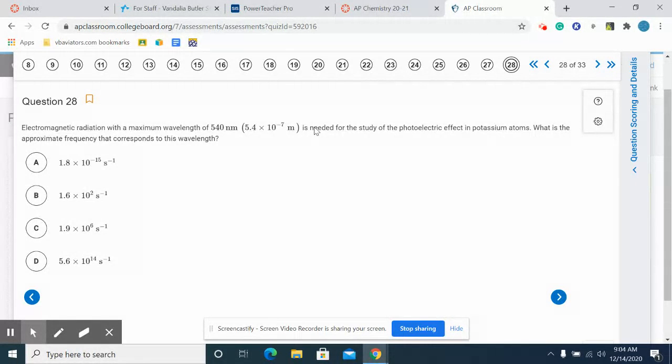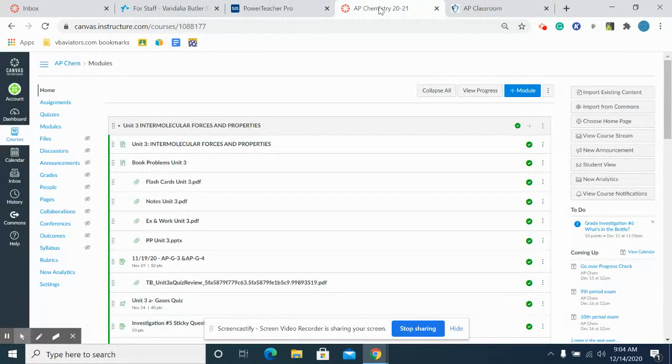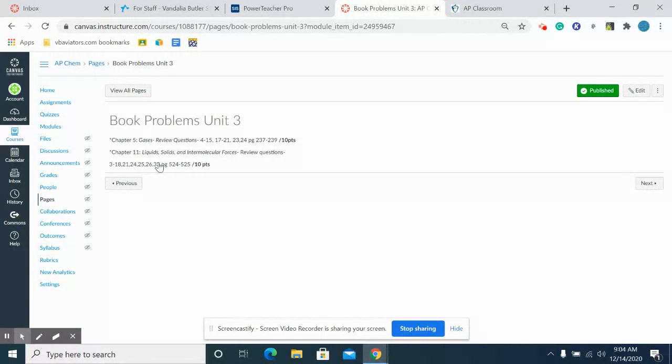So that's one thing you need to do. But of course, you can always be working on book problems. If you're the one person who turned in their FRQ and you've also turned in your multiple choice and you're looking for something to do, here's something to do right here. You could do Chapter 5 gases, 4 through 15, 17 through 21, 23 and 24 on pages 287 to 239. That's 10 points out of 10.